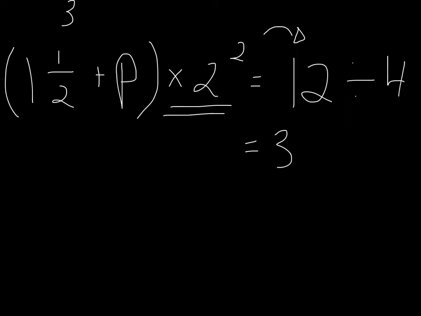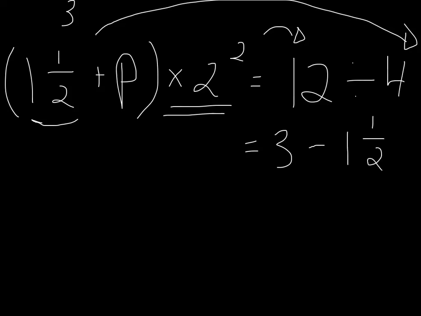The next thing I need to bring over is the 1 1/2. On this side, the 1 1/2 is positive. You don't see a negative sign in front of it, so it's positive. You just assume it's positive when you don't see a negative sign. Once you bring it all the way over here, it becomes a negative. So, negative 1 1/2. Or we could also say 1.5 is 1 1/2. Well, what's 3 minus 1 1/2? 1 1/2.